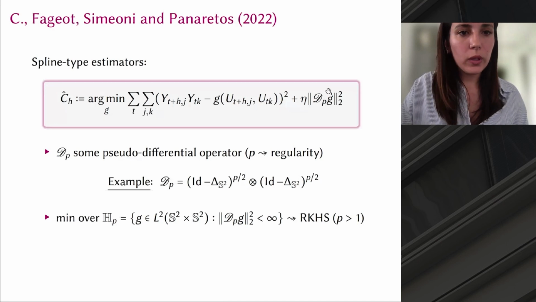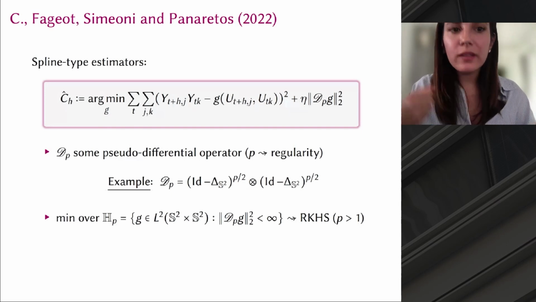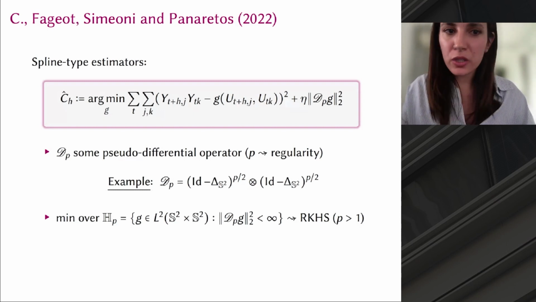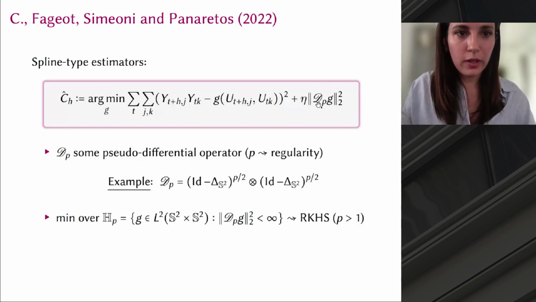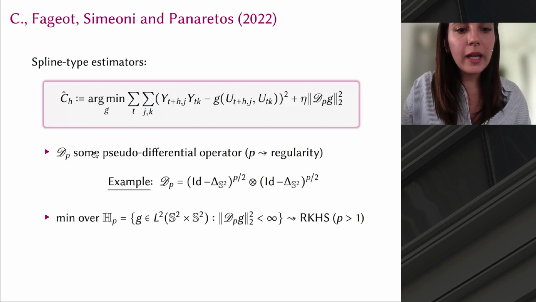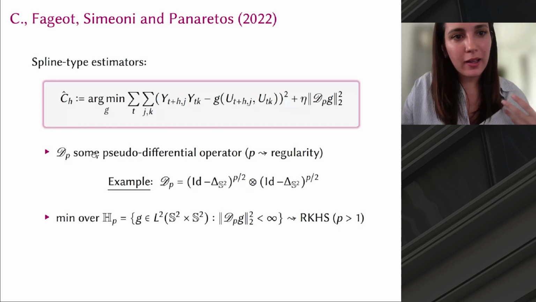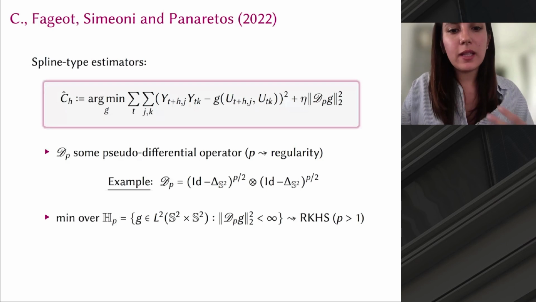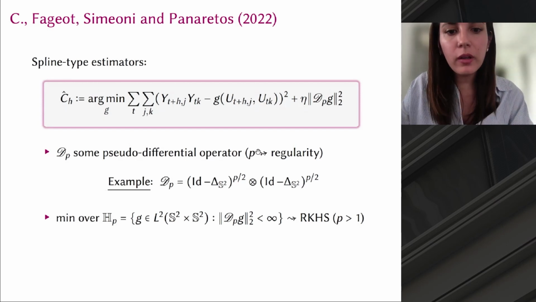What is this quantity here? It is a kind of derivative of order P applied to the function G. So a P derivative, let's say, of the function G. Clearly, this is an operator, so it's a more difficult object to handle. It's not just a simple derivative, but you have to think about this as a derivative in the sense that we are imposing some regularity, and P really represents the regularity that we are imposing on the function G.